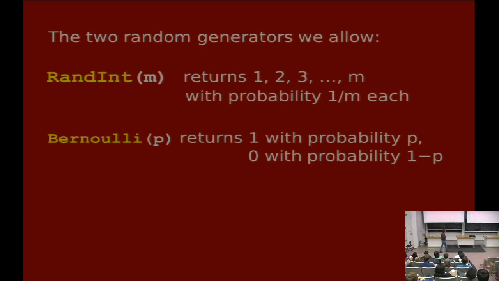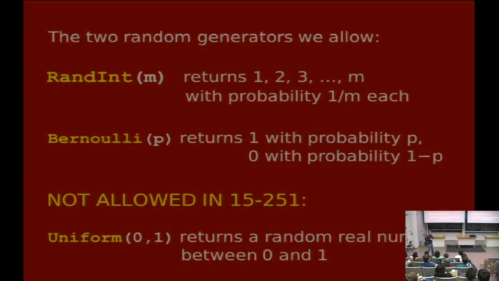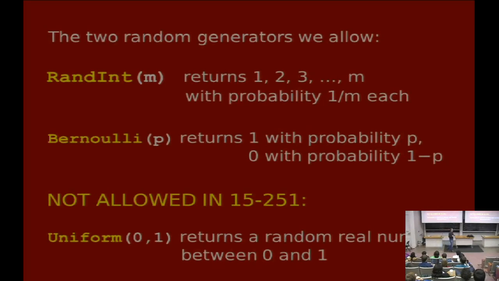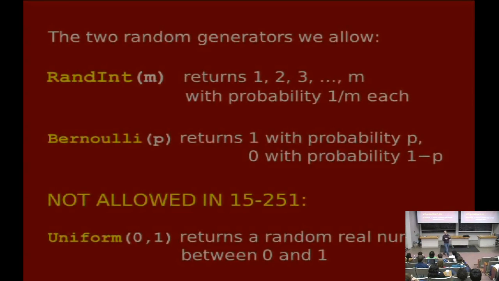Now, if you're used to some programming languages, it will seem as though I've omitted one that you're used to. But this one was not allowed for us. So you might want this one, uniform, that gives you a random real number between 0 and 1. That's the one you commonly see. But we will definitely not allow this ever in this class, because analyzing code that has this kind of random number generator in it is much harder. There are infinitely many outcomes, even more than infinitely many somehow. But you can still do most of what you would ever want to do with these two things.